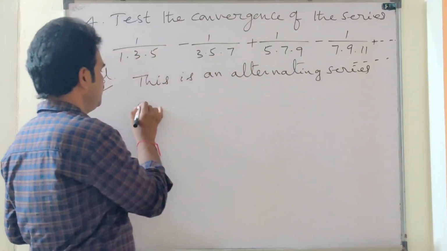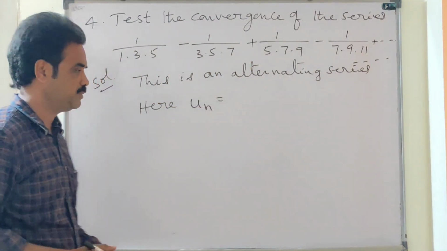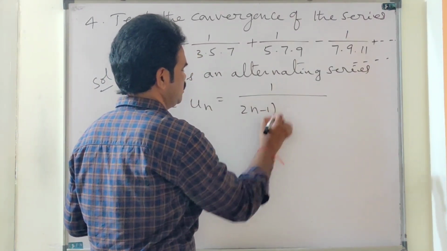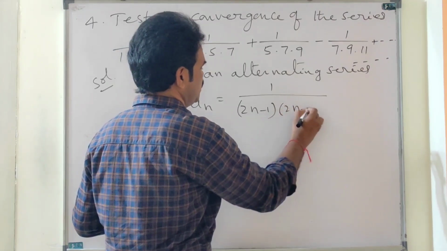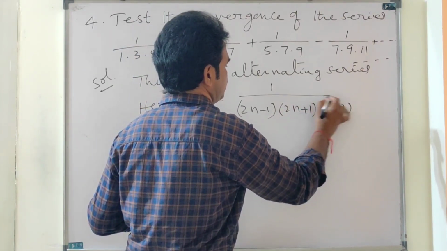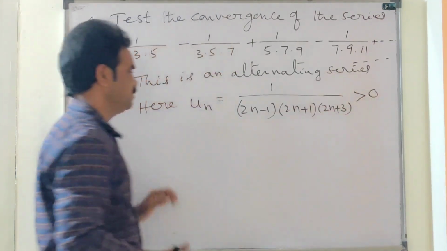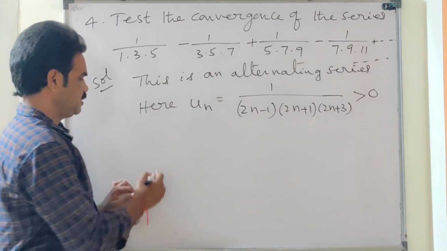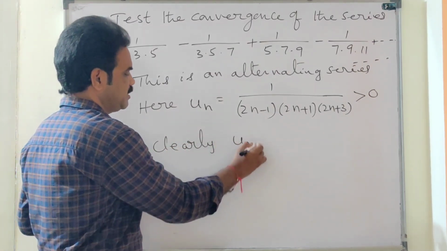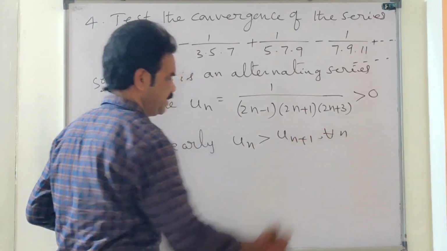Okay, here un is equal to 1 by 2n minus 1 into 2n plus 1 into 2n plus 3. Okay, and here each un greater than 0. Okay, and clearly we have un greater than un plus 1 for all n.